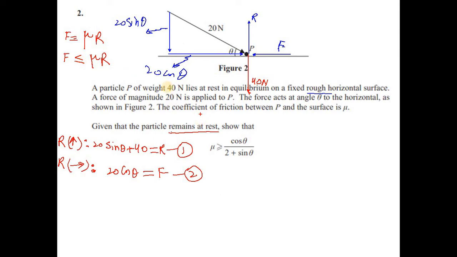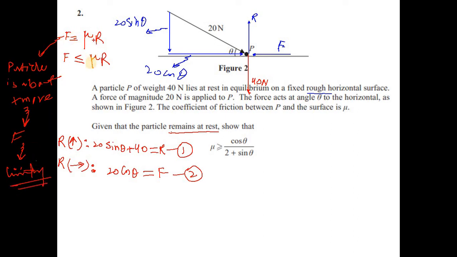The real reason is we use F equal to mu R if in the question they say that the particle or some object is about to move, and the meaning of this sentence is friction is limiting. If friction is limiting, then we have F equal to mu R, but in this case there's no such condition of limiting friction. That's why we need to use F is less than and equal to mu R. So equation 2 becomes 20 cos theta is less than and equal to mu R.